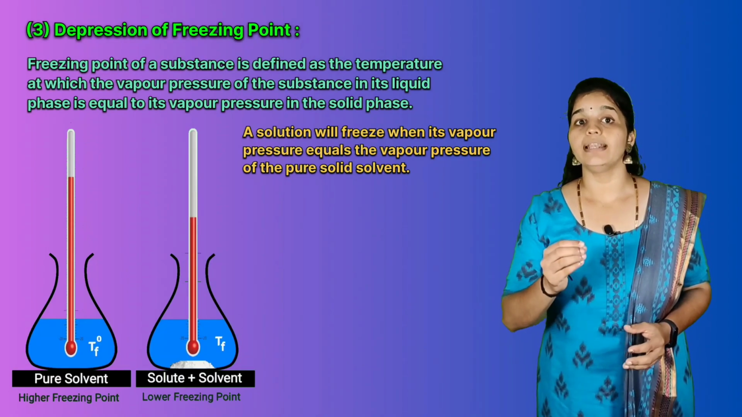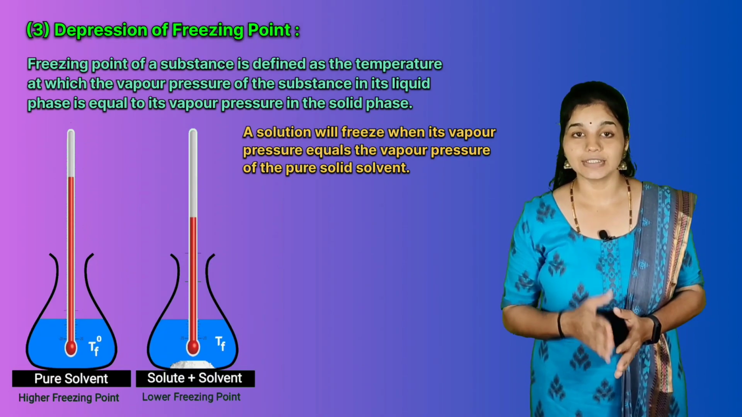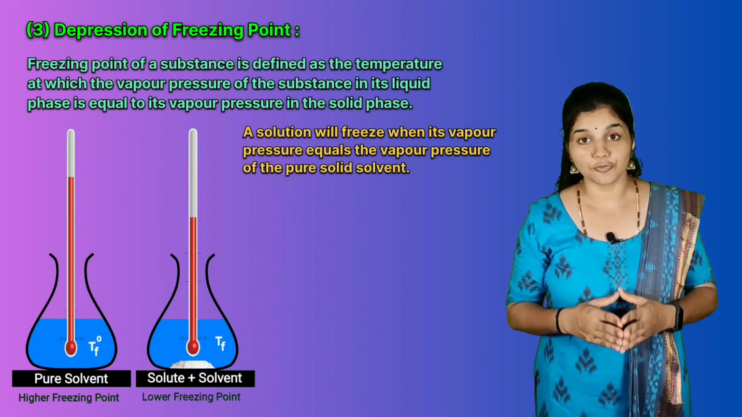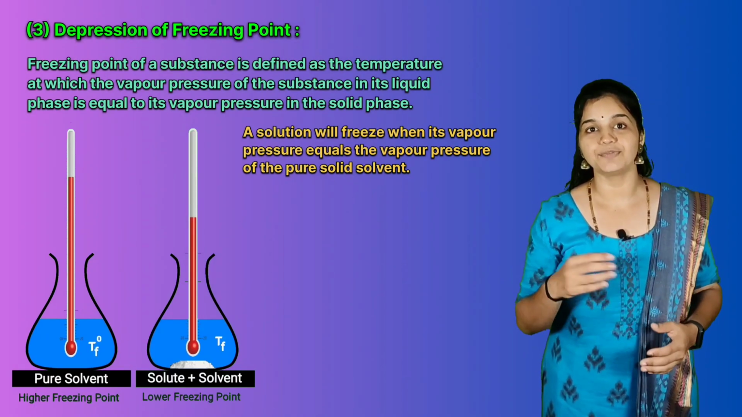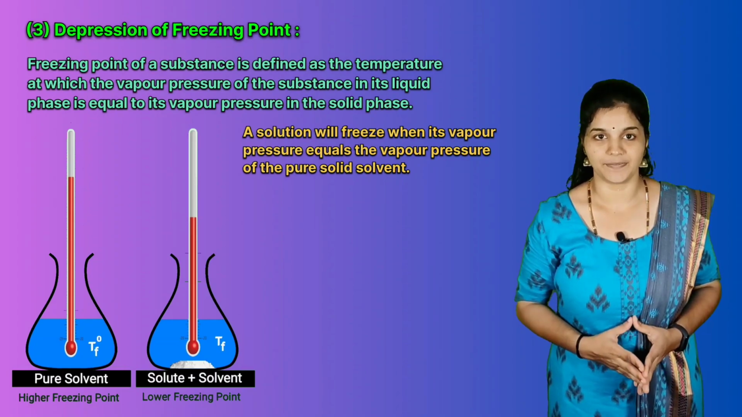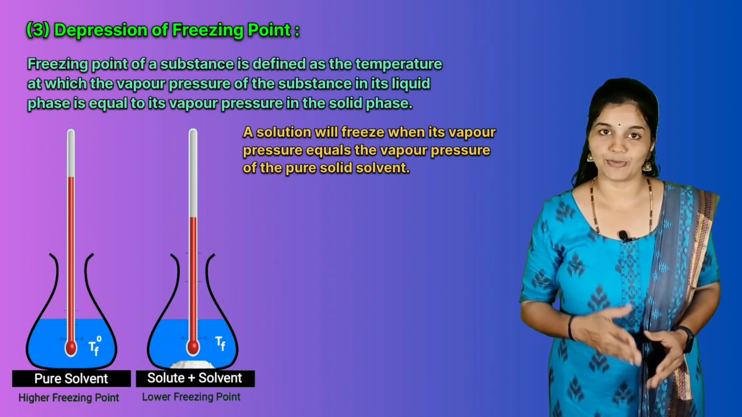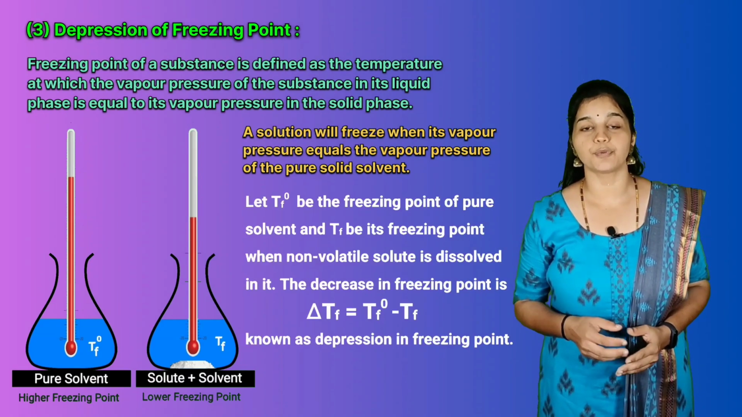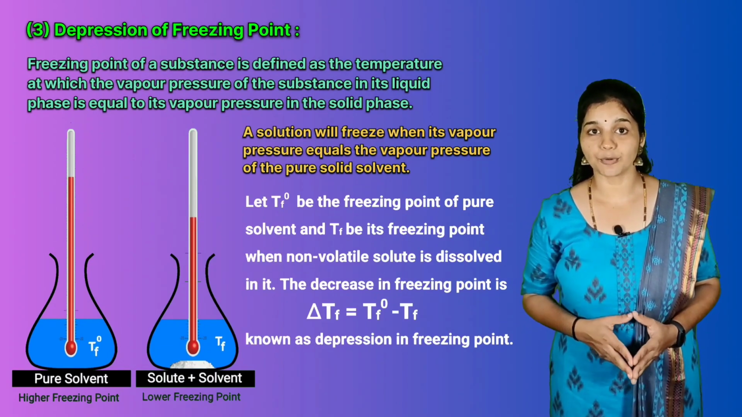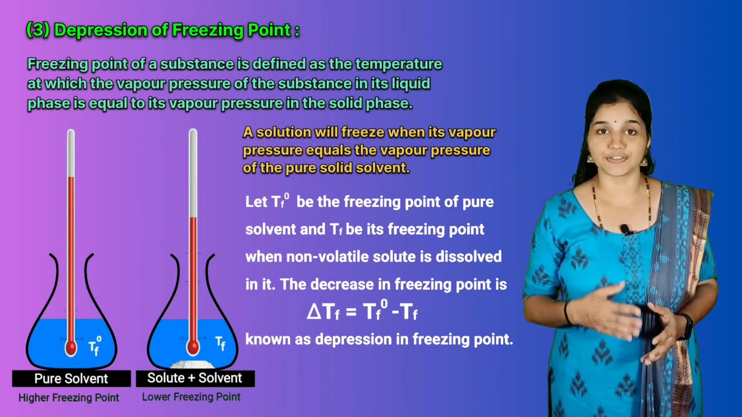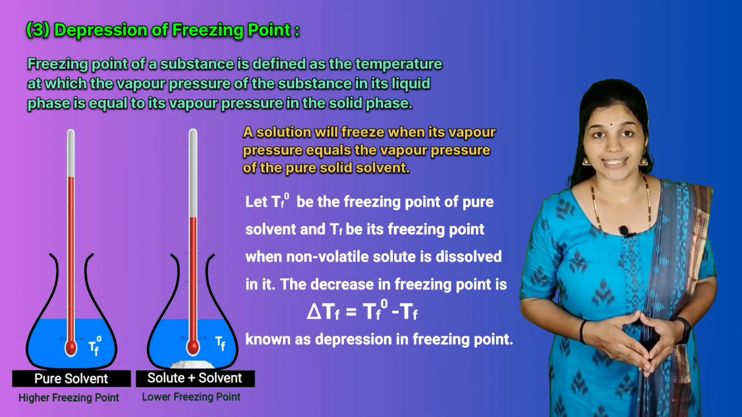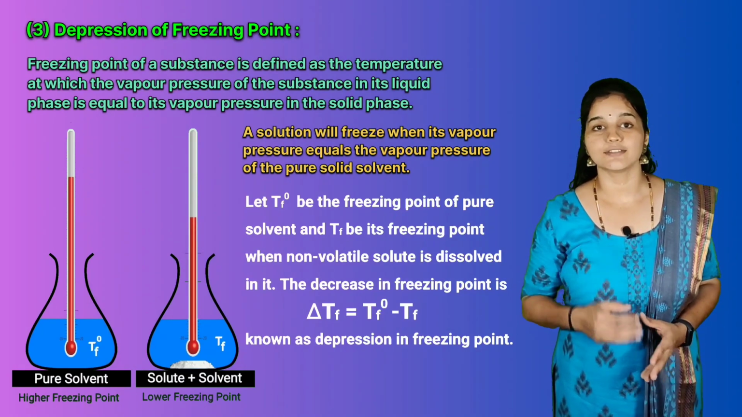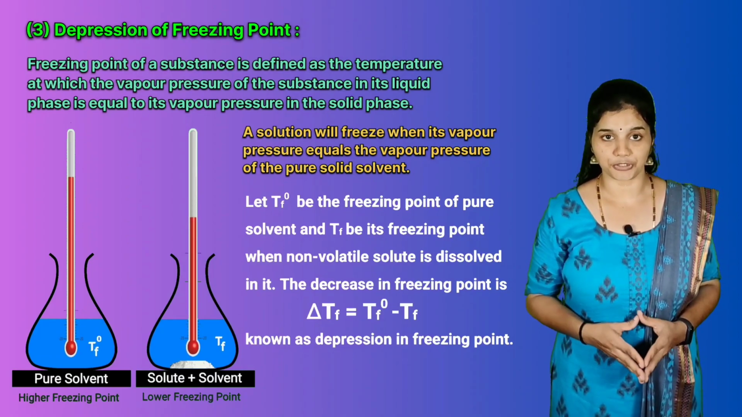According to Raoult's law, when a non-volatile solute is added to the solvent, its vapor pressure decreases, and at a lower temperature, vapor pressure of the liquid phase will become equal to that of the solid solvent, and therefore the freezing point of the solvent decreases. If we consider Tf0 as the freezing point of pure solvent and Tf as the freezing point when a non-volatile solute is dissolved in the solvent, the decrease in freezing point, delta Tf, is equal to Tf0 minus Tf. This is known as depression in freezing point.